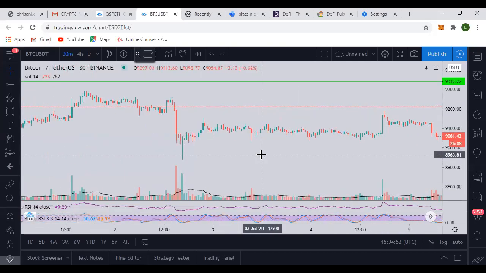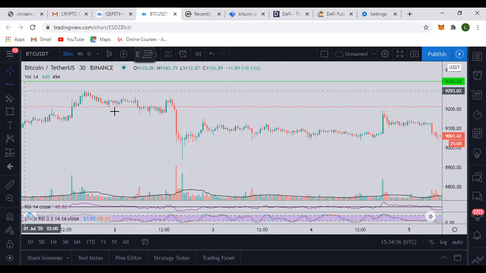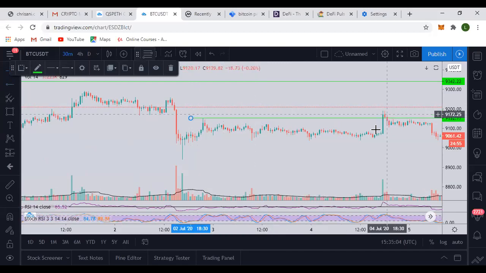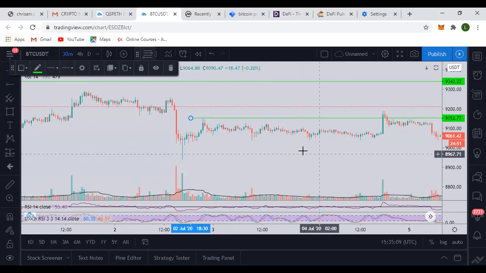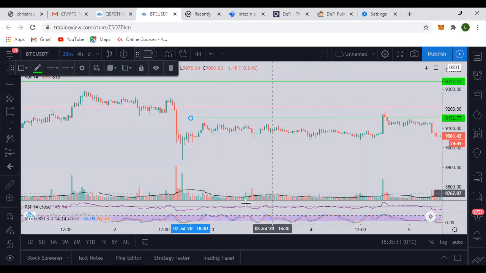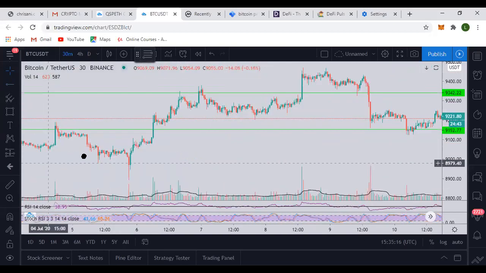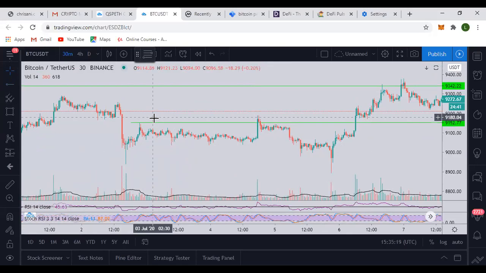For the past few days, Bitcoin has been ranging, and it has been using this particular place as its resistance. If you notice this place now, Bitcoin has to pass this particular price here. So look at this place.